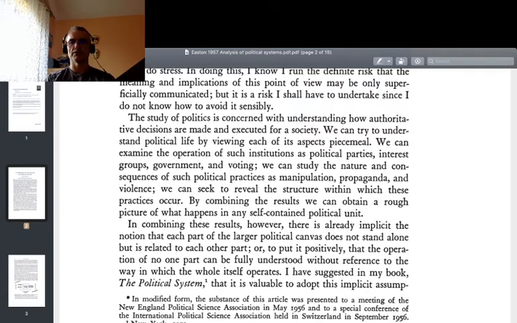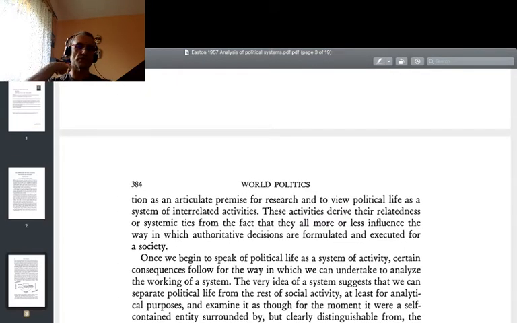In combining these results, however, there is already implicit the notion that each part of the larger political canvas does not stand alone but is related to each other part. Or to put it positively, that the operation of no one part can be fully understood without reference to the way in which the whole itself operates. I have suggested in my book, The Political System, that it is valuable to adopt this implicit assumption as an articulate premise for research and to view political life as a system of interrelated activities. These activities derive their relatedness or systemic ties from the fact that they all more or less influence the way in which authoritative decisions are formulated and executed for a society.